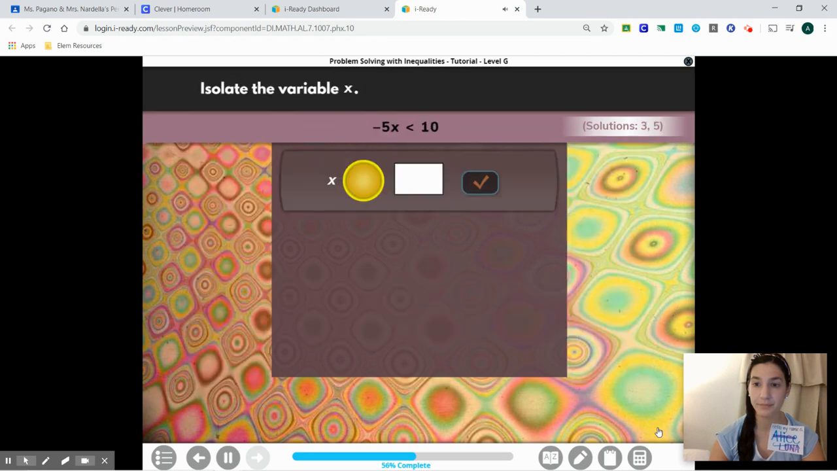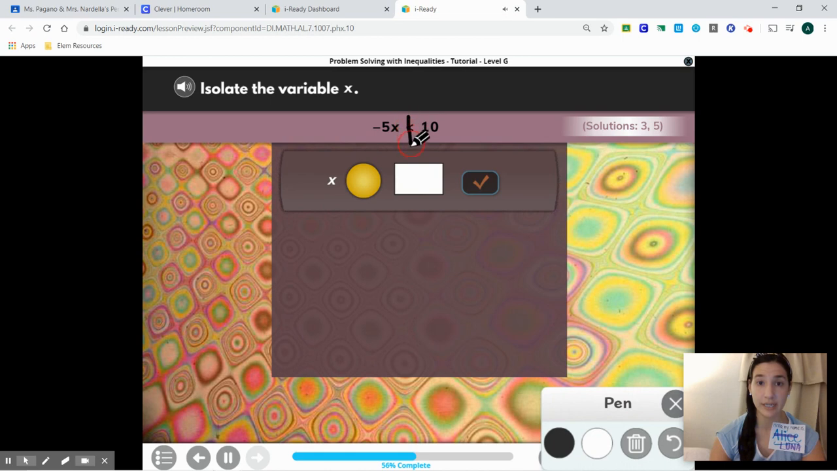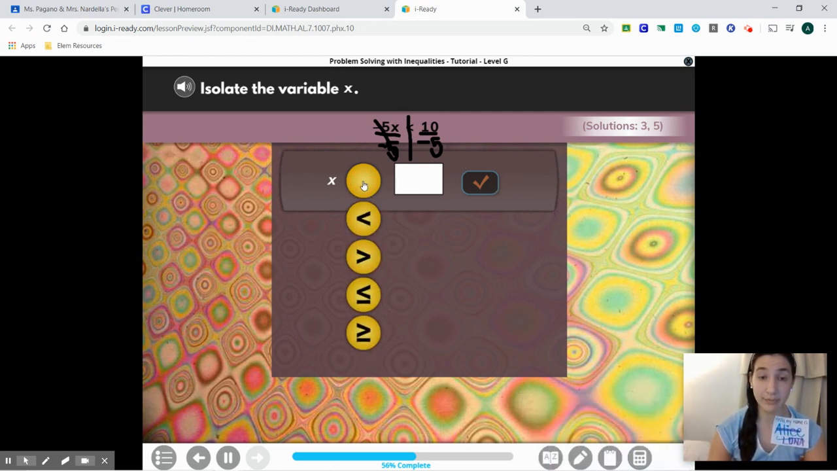Let's see. Isolate the variable x. Okay, here we go. So we're going to draw our scale line. Now, -5 times x. So they're attached by multiplication. We have to do the inverse, same as we would with an equation. Divide both sides by -5. Now, that key word was divide by a negative. So we know when we divide by a negative, our inequality symbol flips. So instead of having the less than symbol, we want to have the greater than symbol.